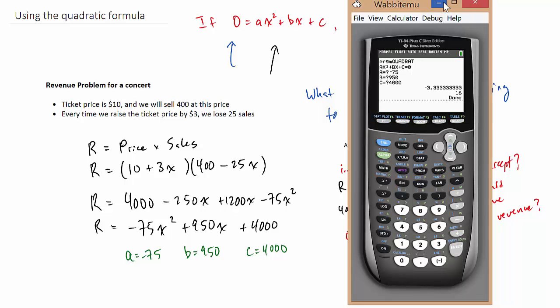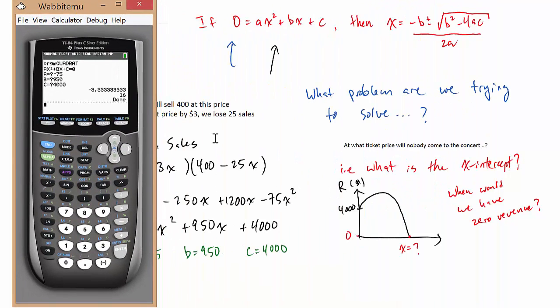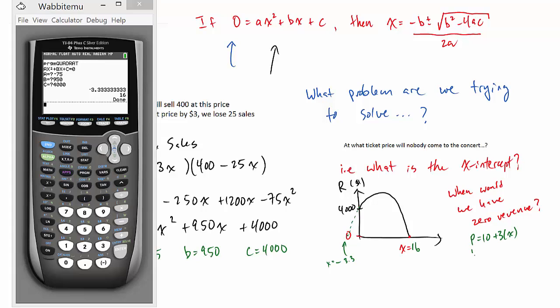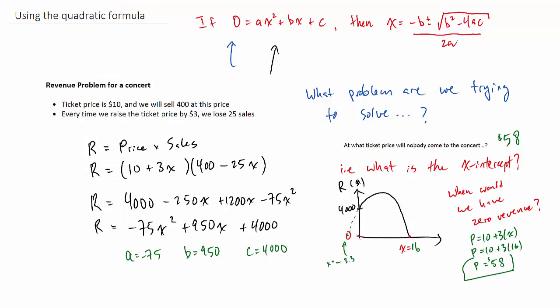We get a negative and a positive answer again, which makes sense because there actually is only one positive x-intercept when x equals 16. So what that means is if we increase the price 16 times $3, we'd end up with a ticket price of $58. And that would just be too much, and nobody wants to come to our concert at a $58 price. At that point, we have zero revenue.